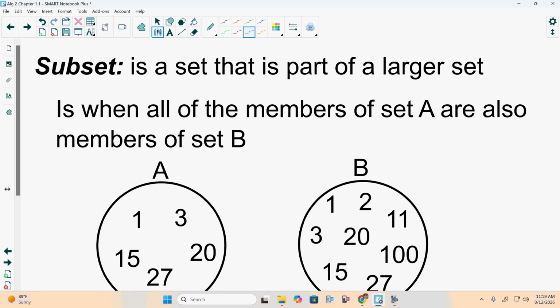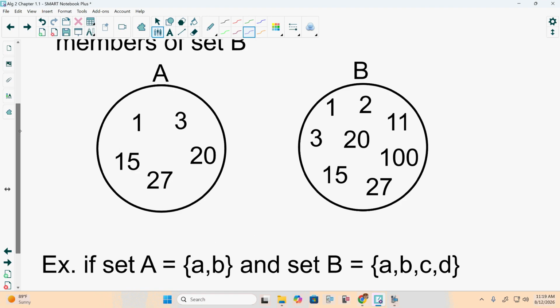So let's look at some numbers. A contains 1, 3, 20, 15, 27. It contains those numbers, yes? Set B: 1, 2, 3, 20, 11, 15, 27, 100. Is A a subset of B? Every element of A, every number in A, is contained in B. Like I said, mathematicians are lazy, yes? We are not going to write out "A is a subset of B." That weird looking C is subset. So we can say here that A is a subset of B.